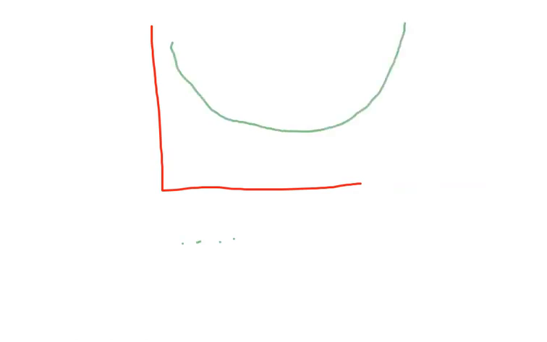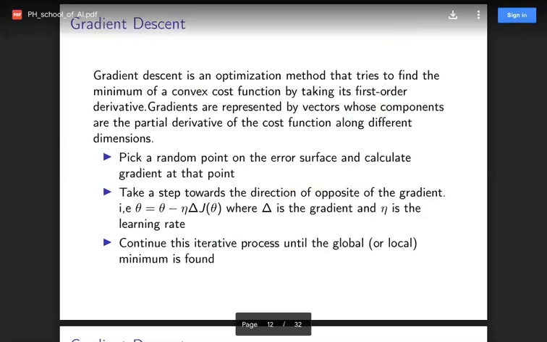So I'll go back to this. You have this, right? Okay, so if you have a function that looks like this, this is a convex function. What gradient descent is trying to do is to look for the minimum, right? So let's say our minimum is here. This is where it takes some small steps until it arrives at this. That is the idea behind the convex function. So gradient descent is an optimization method that finds the minimum of a convex cost function, and it does that by taking its first order derivative.